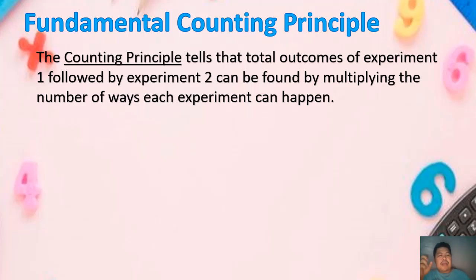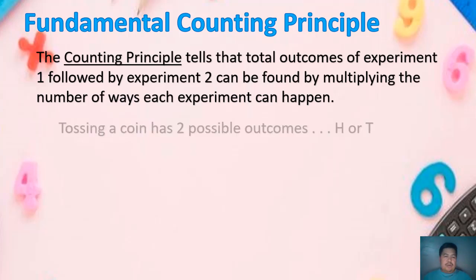Can be found by multiplying the number of ways each experiment can happen. So, this seems easy, sir, from what I hear. You just multiply the possible outcomes you see for the coin and the possible outcomes you see for the die. So, let's look.